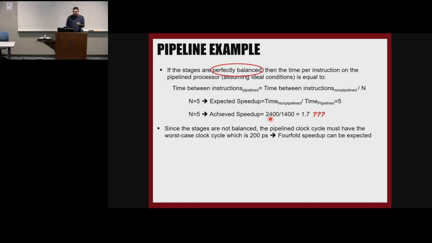If it's not perfectly balanced, we have to consider the worst case. So the speed up that we expect to get should be 4. But this is not even close to 4. It's 1.7. It's a little bit better. We don't expect 5. We're getting 4. But still, it's 1.7. It's not even close to 4. So what is really happening here? Can you tell me what is really happening here? What is the problem?